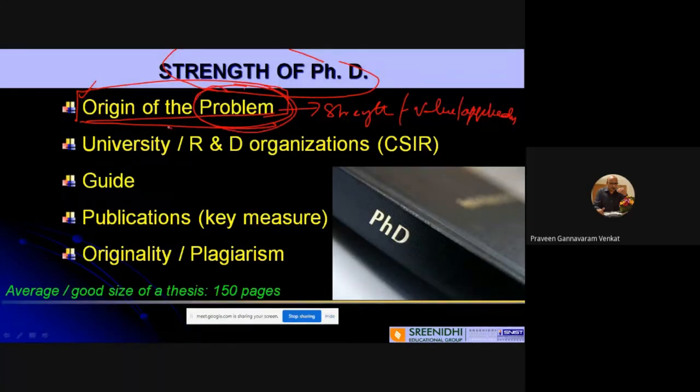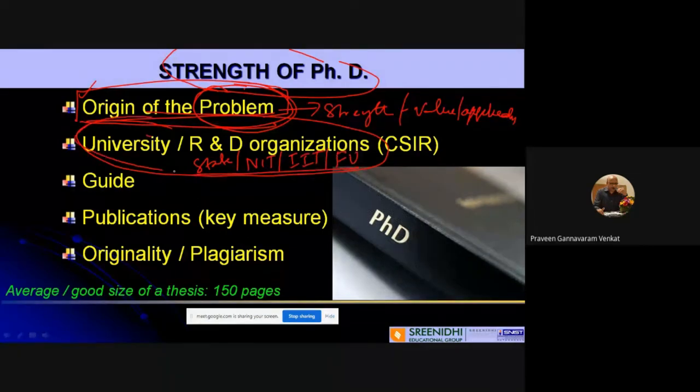Next, the university and the R&D organization are also most important, whether we are going for a state university, NITs, IITs, or any foreign universities. The university plays a vital role, and worldwide ranking is also important. The guide, our supervisor, is also most important. His caliber, value, and stature are important when we are selecting all this criteria.